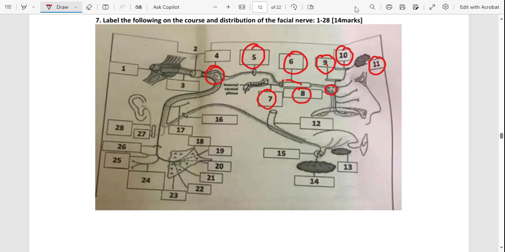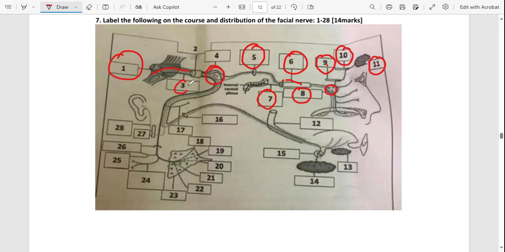All right. So what we are calling 4 here, we call it the geniculate ganglion. Now, cranial nerve number 7 has got different roots. So you are going to have the main motor root and then what we call the nervus intermedius. So these fibers that will be going up, that's the nervus intermedius.